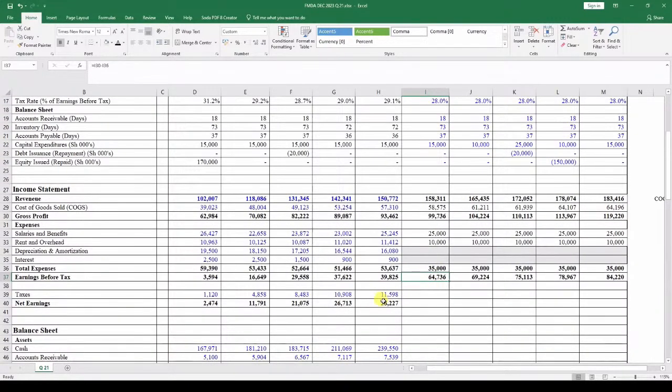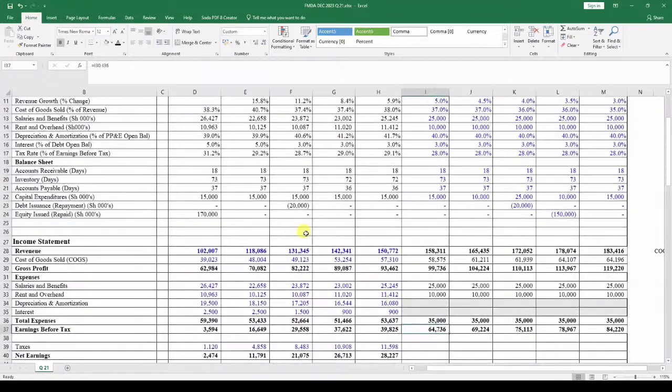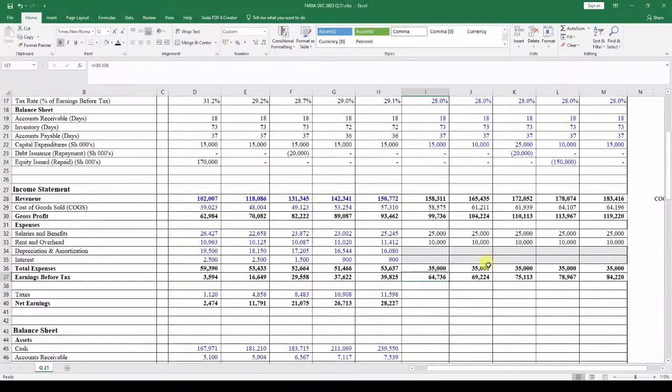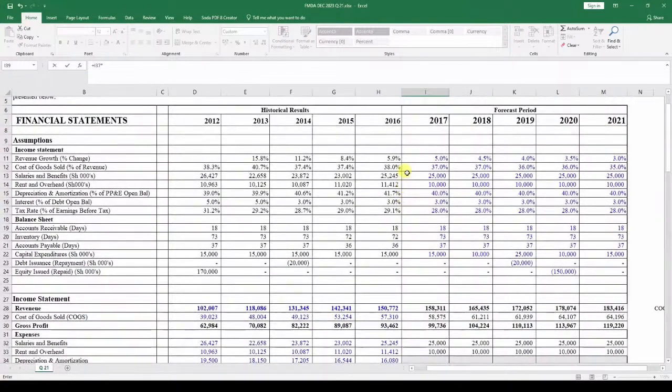Now the taxes over here, we have been told something about the tax rate right above here. You can see the tax rate is as a percentage of earnings before tax, and it's 28% all through. So what does that mean? That this tax will be based on that value times the taxation rate which is given to us right here. So we link it with that one there.